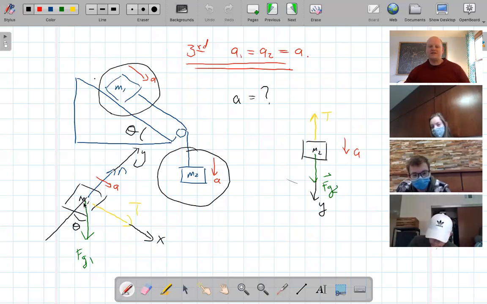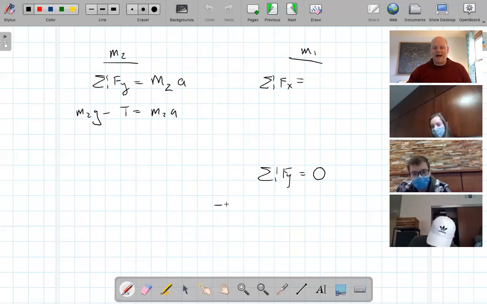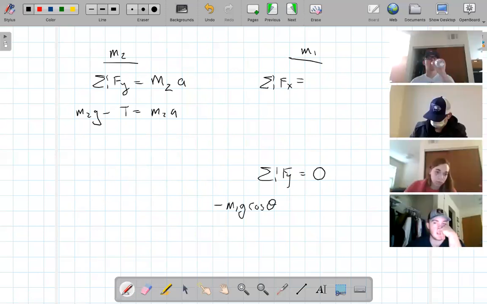And finally, one more question. Is it positive or negative? Positive Y is upward, and this guy's pointing negative, straight down. So this is going to be a minus M1g times cosine of theta. Very good, Cole. A lot of questions I had to ask you there.